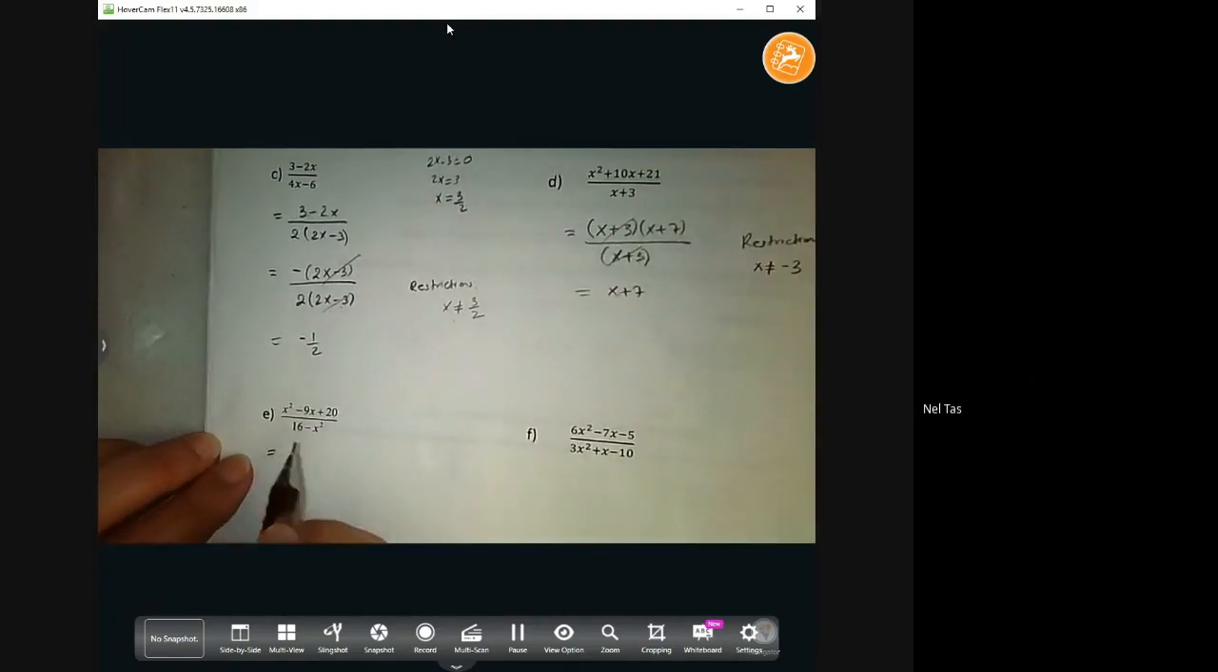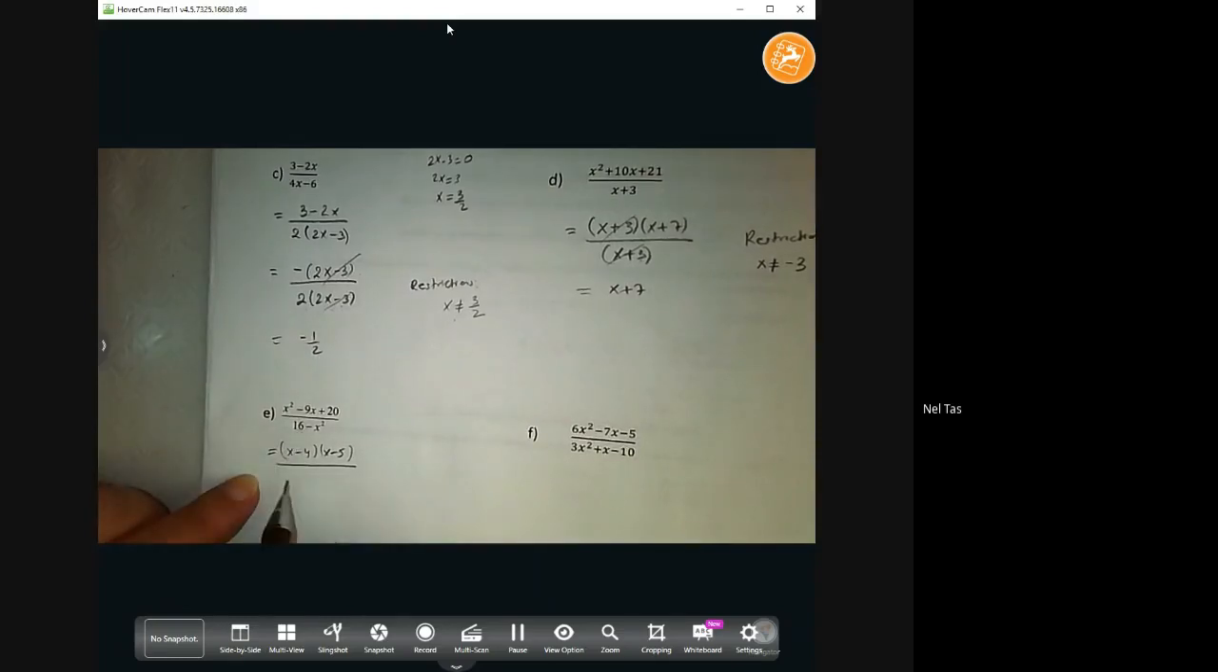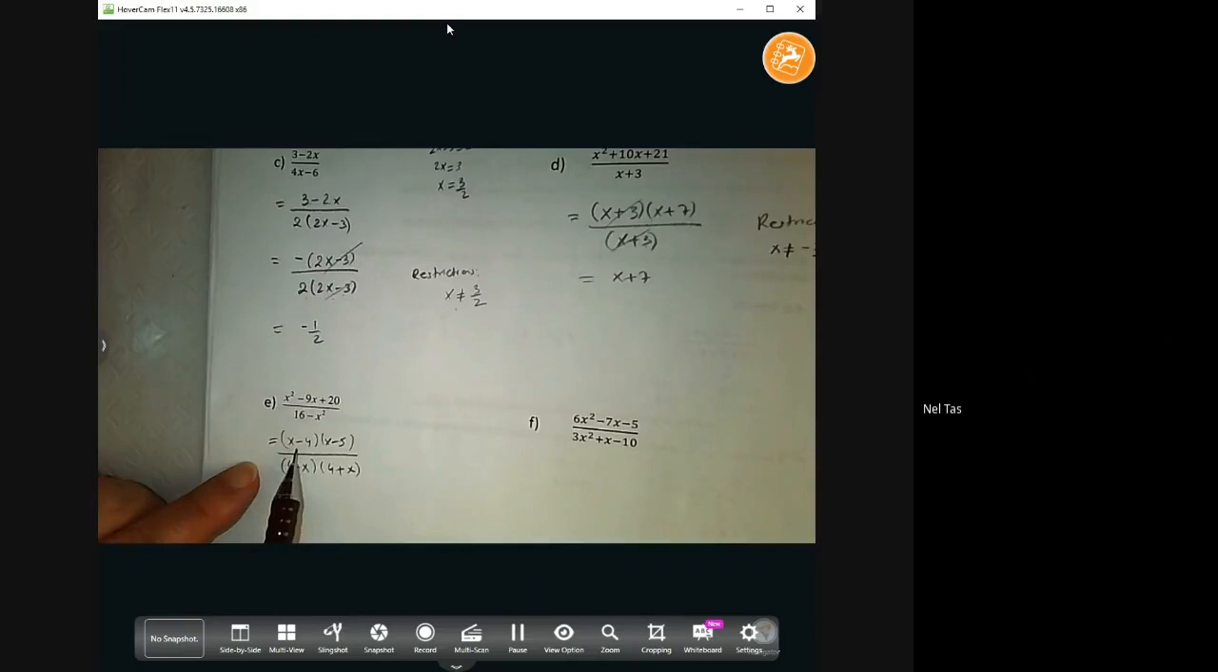Again, let's factor the numerator and denominator. So you get x minus 4 times x minus 5. And in the denominator, it is a difference of squares, so you get 4 minus x times 4 plus x. Now again, you should be able to recognize the opposites here, x minus 4 and 4 minus x. They have the same terms, but opposite signs. So you can factor a negative sign either from the numerator or denominator to make those factors the same.